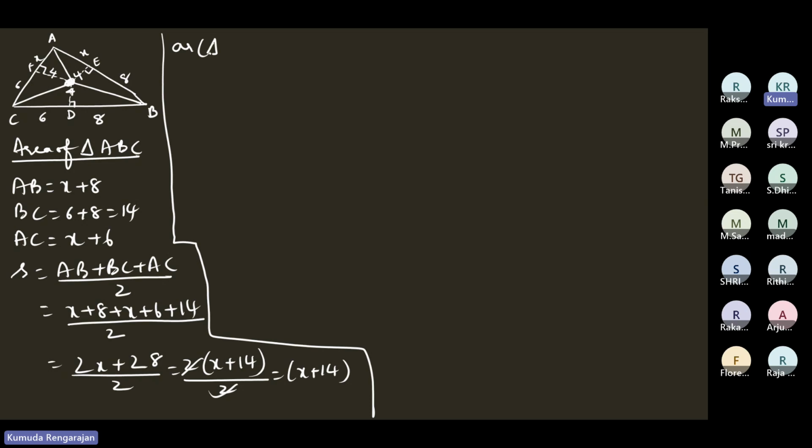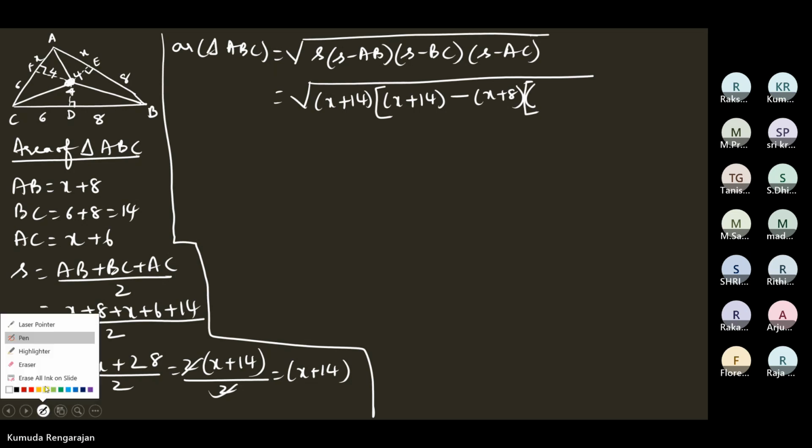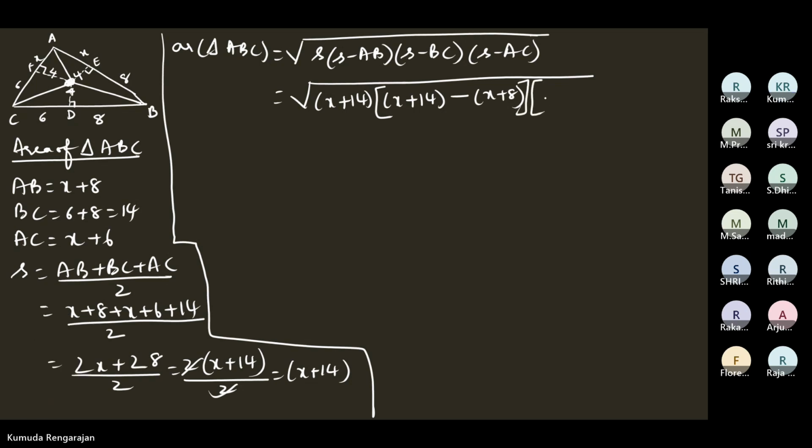Area of triangle ABC is equal to, by Heron's formula, square root of S into S minus one side AB, then semi-perimeter minus second side BC, semi-perimeter minus third side AC. So that is square root of S, x plus 14, into S minus AB. AB is x plus 8. Into S minus BC, BC is 14, so minus 14. Into, open a square bracket, S, x plus 14, minus AC, x plus 6.